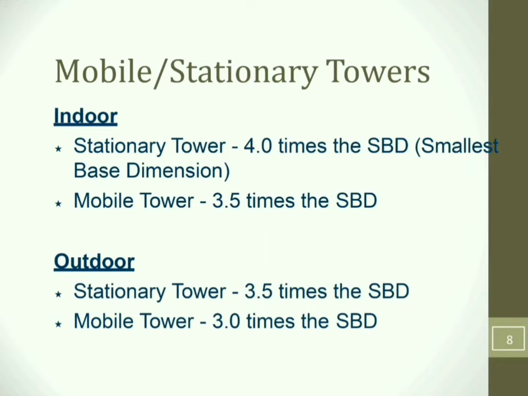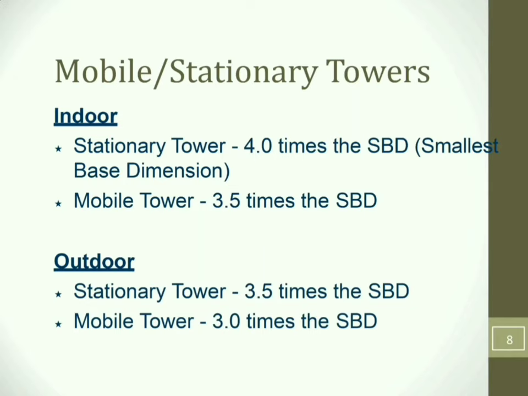For example, you are using a 2 meter scaffold. If the smaller dimension of the scaffold is 2 meters, then the height of the scaffold tower should be 2 times 3.5, that means 7 meters. This is based on the smallest base dimension.